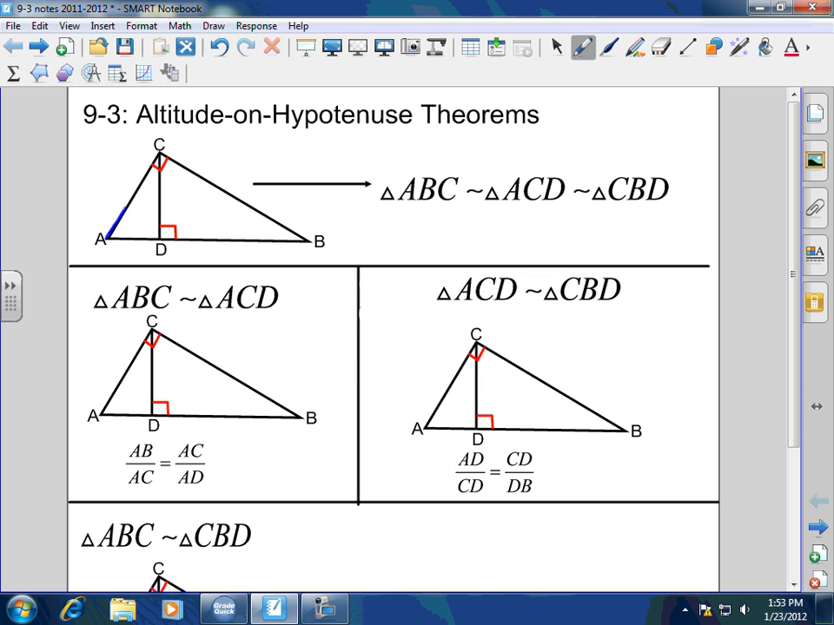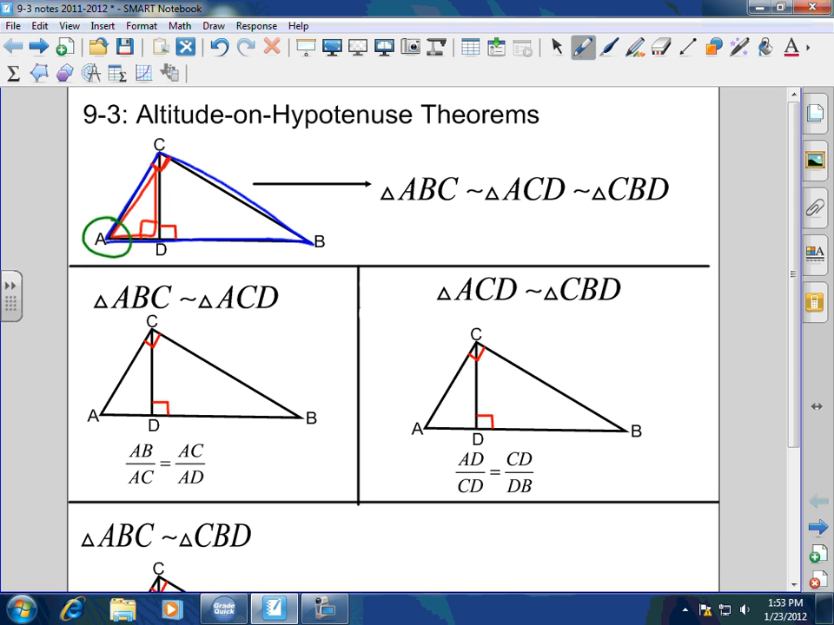Okay, when you have big triangle ABC, and then you have little triangle ACD, so you have the blue and the red here, correct? You have a right angle for the small and a right angle for the large, correct? So that's one angle already. But aren't you also sharing a second angle A because of reflexive? So it's because of reflexive that you have the first relationship.